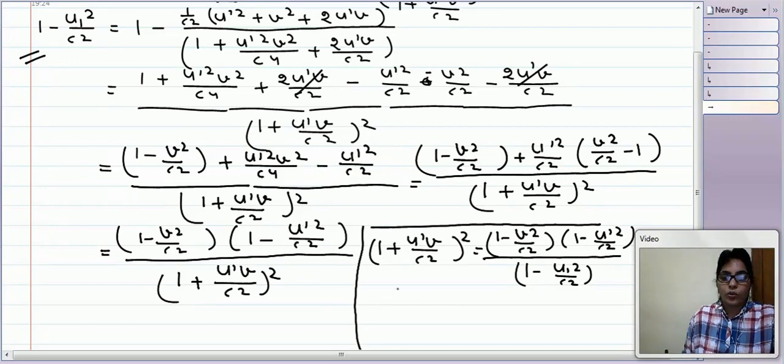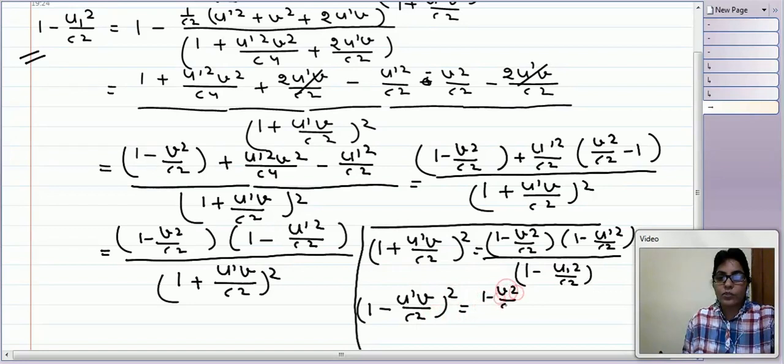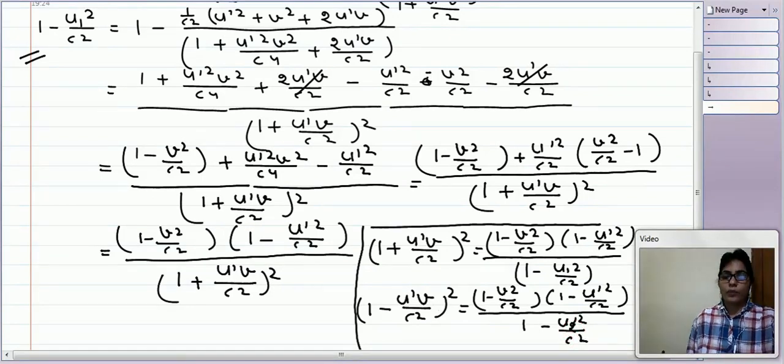Now if we derive the similar equation starting with u2, then we will have the equation 1 minus u dash v upon c square whole square is equal to 1 minus v square by c square, and then 1 minus u dash square by c square, and divided by 1 minus u2 square by c square. So we have two relations.